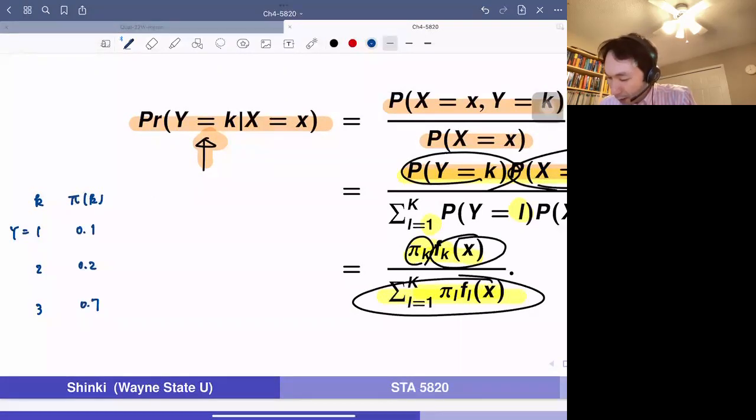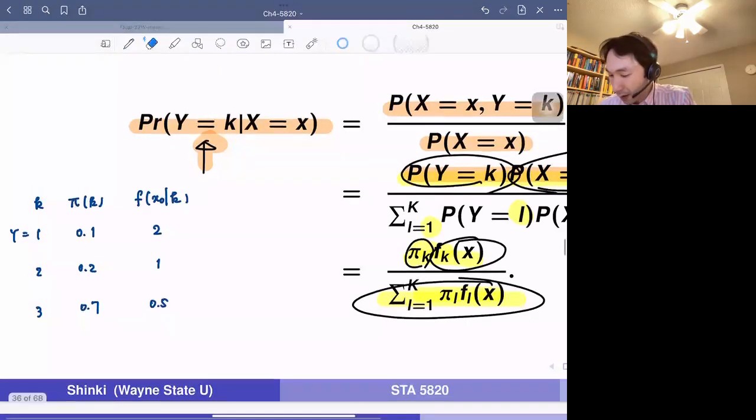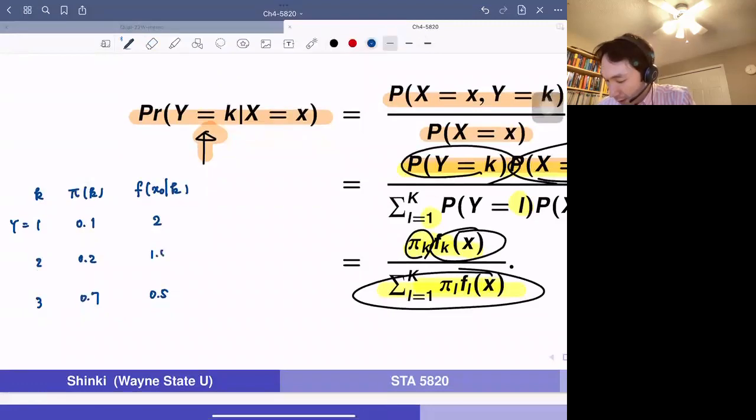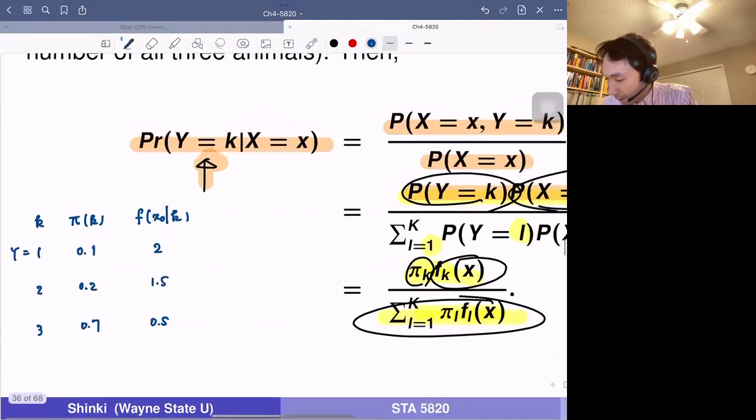Then we have the distribution function. Given k, the distribution of some predictor. Then the predictor values are different. Maybe this is 2, 1, and 1/2, or something like that. Maybe it's 2, 1.5 and 1.5, 0.5. Okay. So that means if we have a figure, distribution.